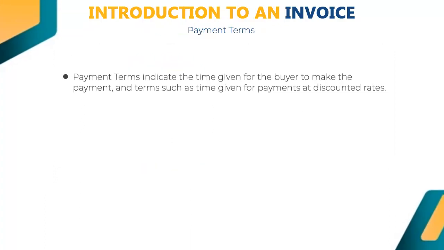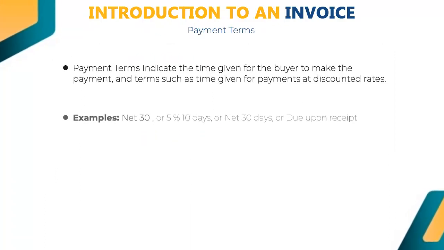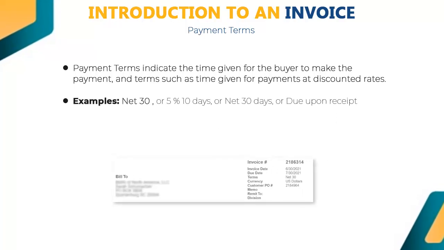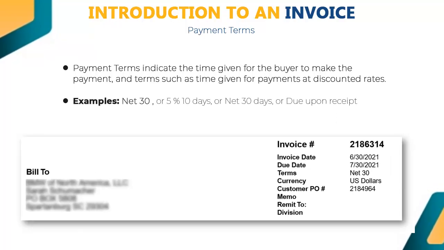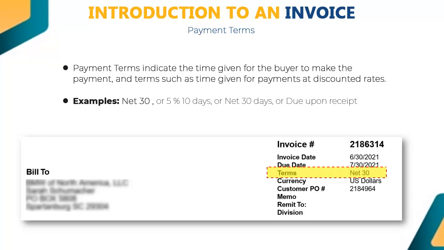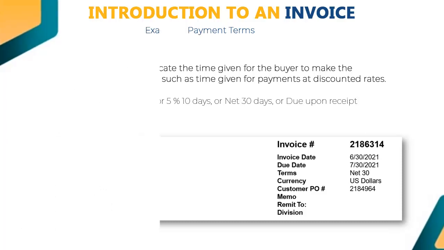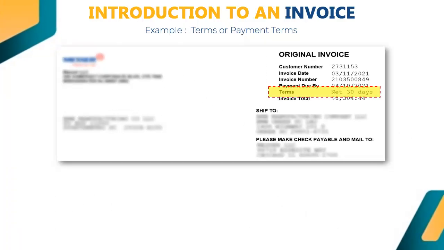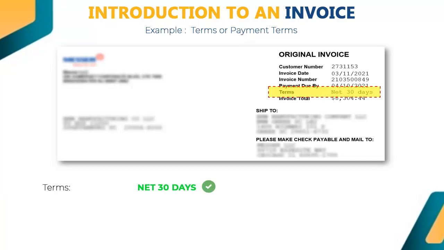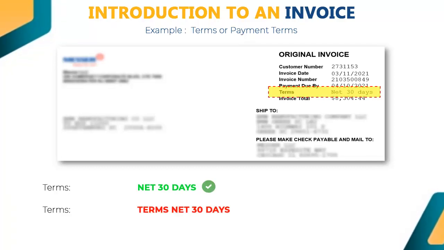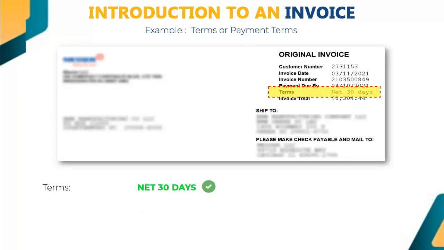Payment terms indicates the time given for the buyer to make the payment, and terms such as time given for payments at discounted rates. Examples are net 30 or 5% 10 days or net 30 days or due upon receipt. Key only net 30 days from this example. Do not key the word terms. If the word terms or payment terms is already populated, then remove the words terms or payment terms.